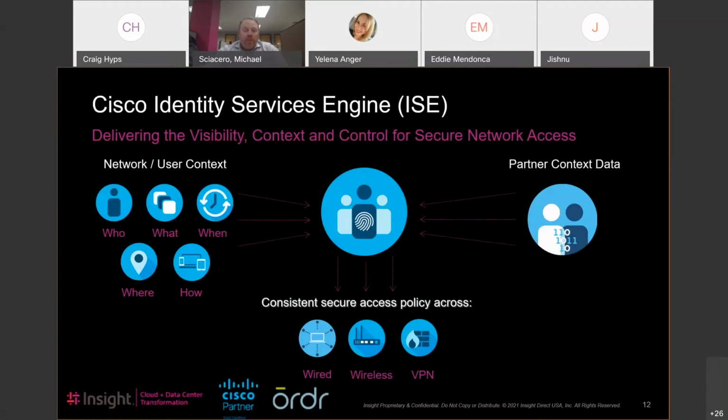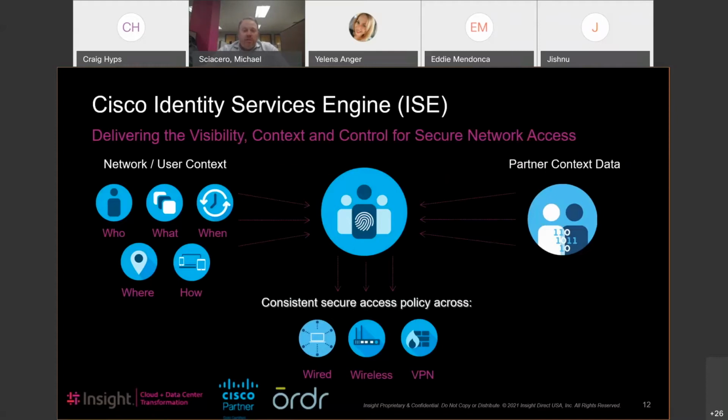Once we identify the who, what, where, when, and how, ISE can deliver a policy decision about that device. So that allows us to have robust role-based access control depending on the attributes that are delivered. And the other thing that ISE does very well is the robust context sharing.